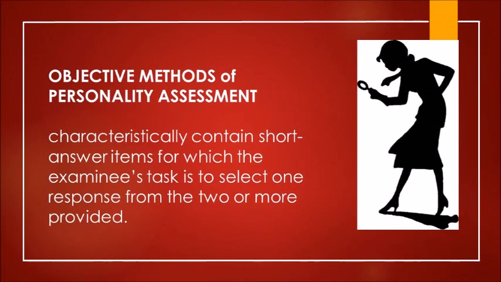Objective methods of personality assessment characteristically contain short answer items for which the examinee's task is to select one response from the two or more provided. Examples of objective methods of personality assessment would be your Myers-Briggs Type Indicator and your NEO Personality Inventory. Both of these tests ask you to respond in a certain way to each of the items in the test. And the interpretation of these kinds of tests depends on the manner of your responding to each item. And there are objective measures on how to interpret these responses.